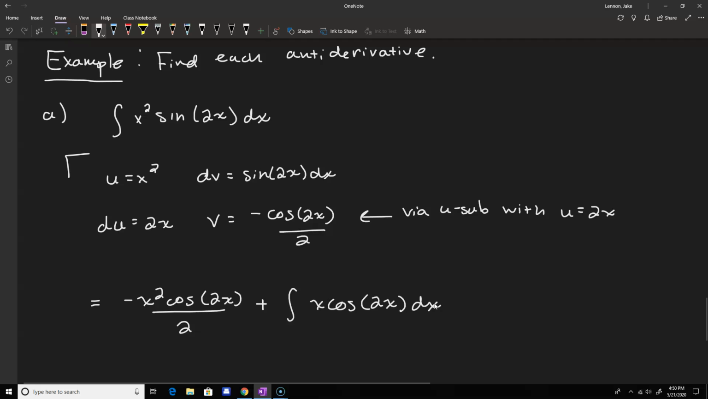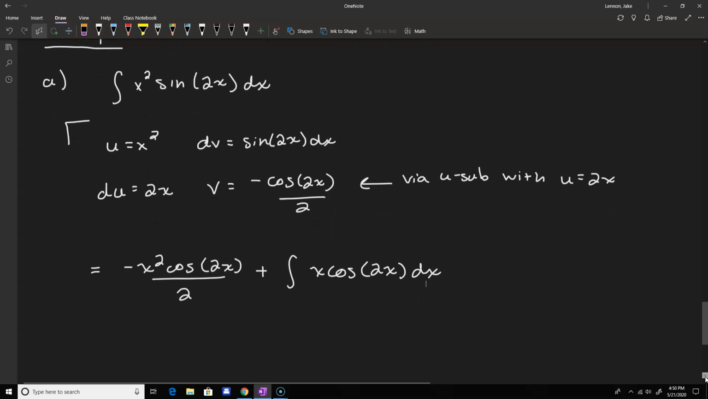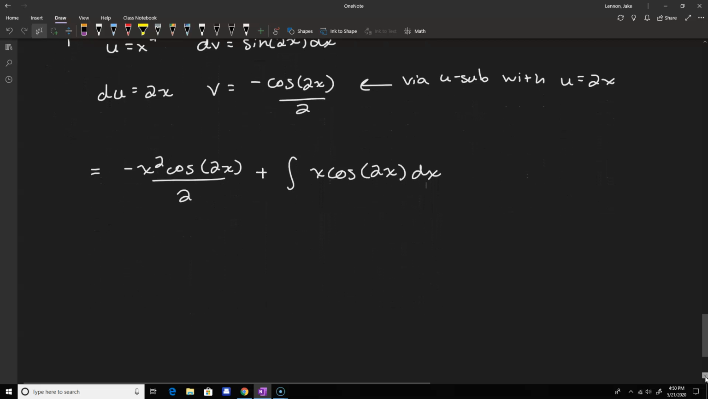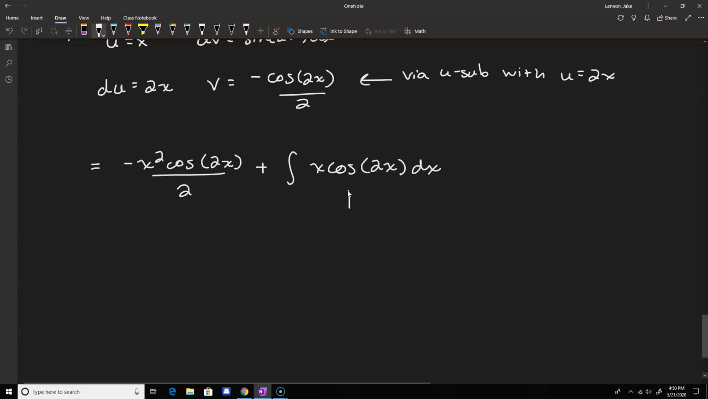Okay, so what's going on now? Well, we haven't finished the integral because we still have a product of two functions, but it's not the worst thing ever because we started off with x squared times the integral of a trig function. Now we only have x times a trig function inside our integral. So what we're going to do is do parts again. So evaluate this guy by parts.